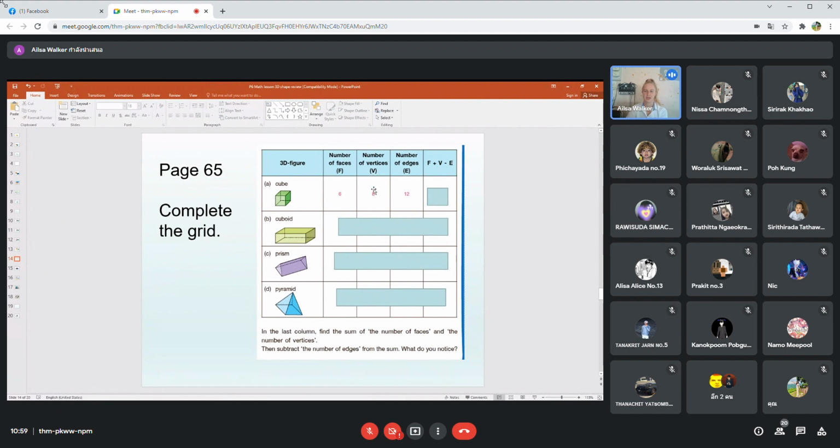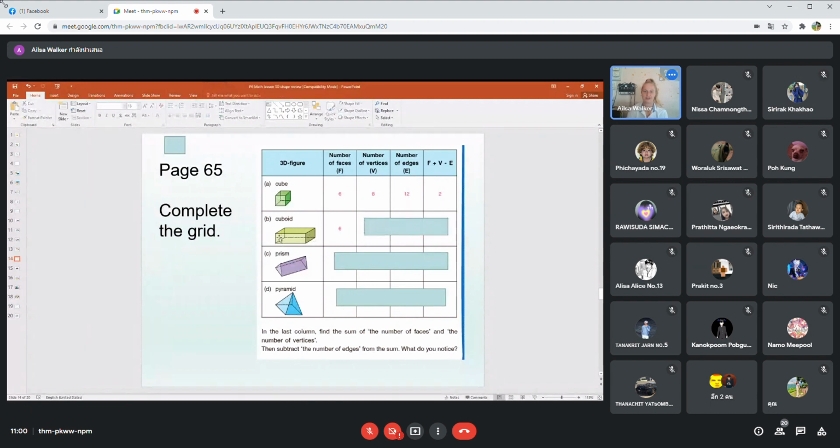So 6 plus 8 is 14, minus 12 equals... 14 minus 12. 2. Very good. Thank you. To the cuboid now. How many faces does it have? Remember, it's similar to the cube. 6. Yes, good. 6 faces.